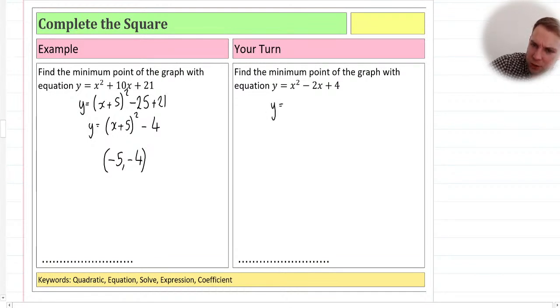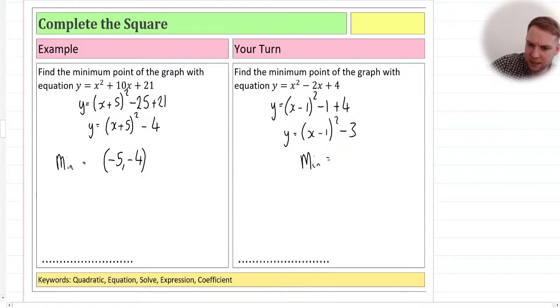Let's have a go at this one then. So y is equal to, we need to halve this middle number. So x minus 1 all squared. Then we square that minus 1 and subtract it. So minus 1 squared is 1. Subtract that is minus 1 plus 4. Simplify that last part. y is equal to x minus 1 squared, and 4 minus 1 is equal to minus 3. So inside bracket opposite, outside bracket same. So my minimum, I should probably put minimum, and this one, my minimum is equal to positive 1, negative 3.